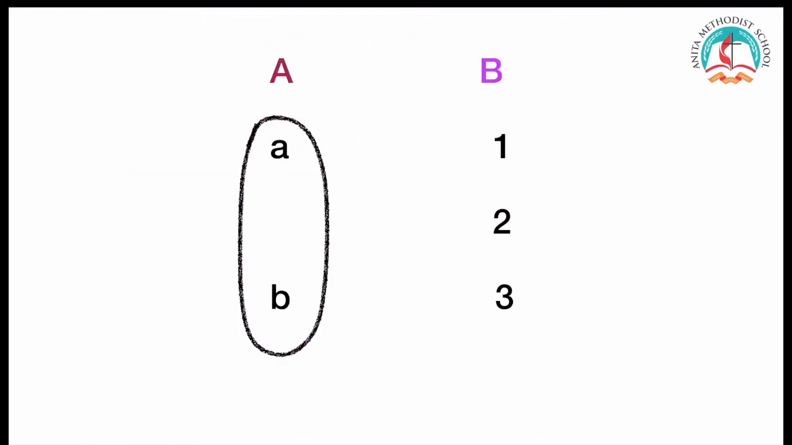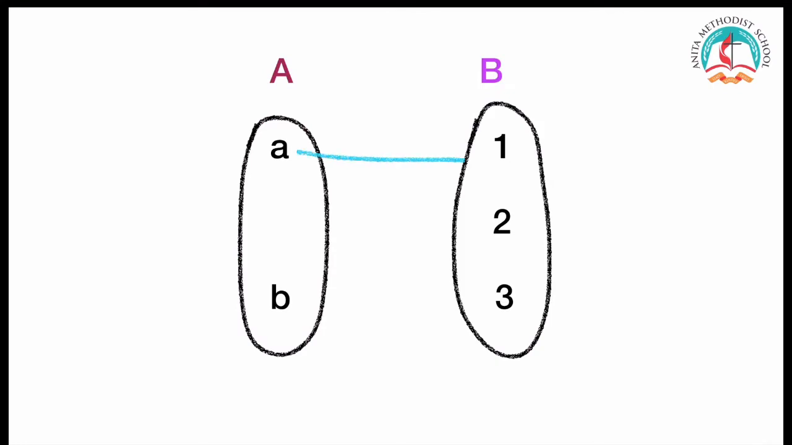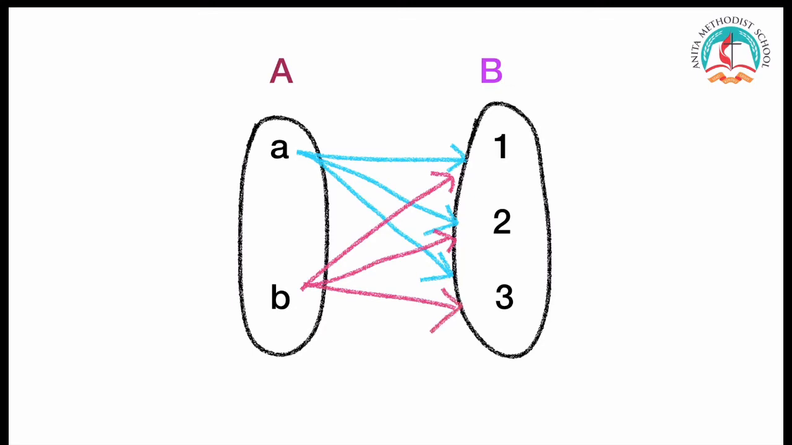Now we can understand this using an arrow diagram. Set A on the left and set B on the right. We can map 3 arrows from a. Similarly, we can draw 3 arrows from b. In short, we use arrows to map every element in set A to every element in set B.